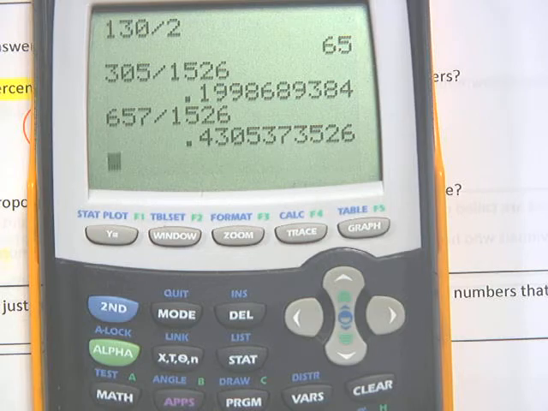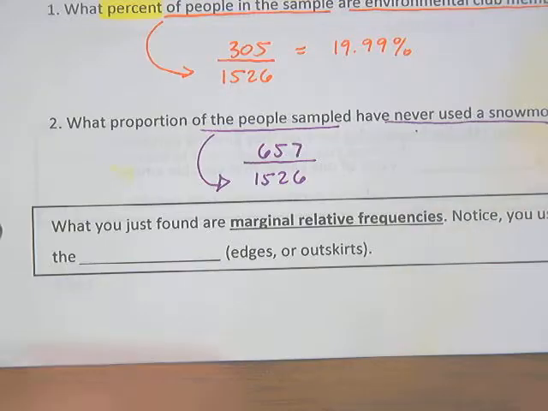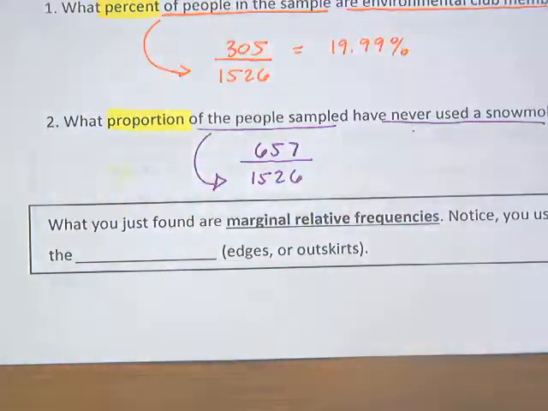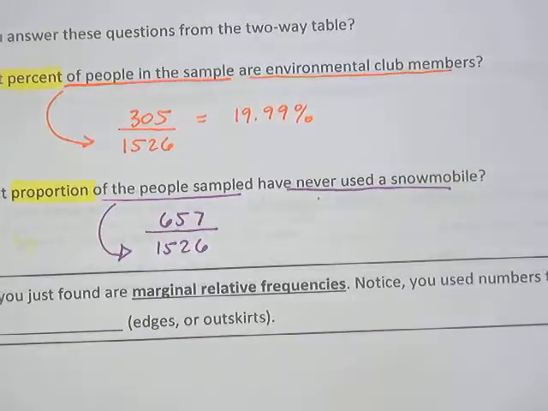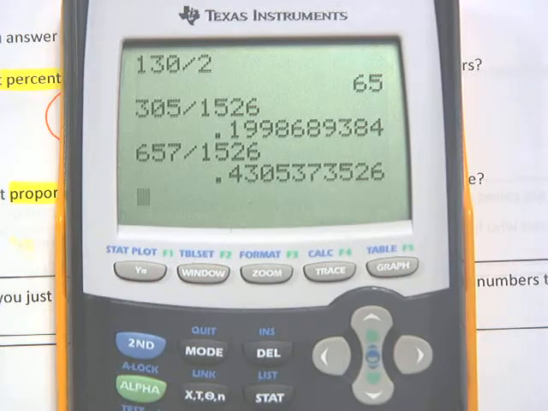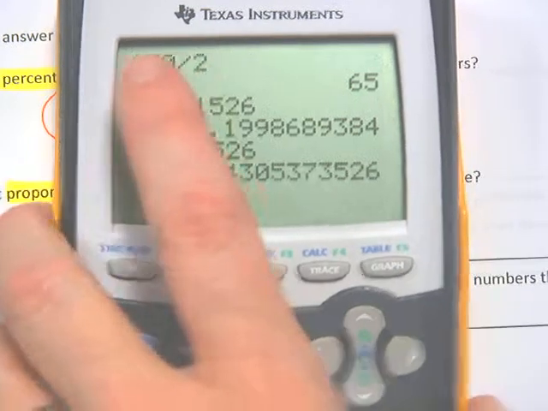Before you bump your decimal over and give me a percent, look back at the question. It asks for a proportion. So the only difference here is, the calculator is going to go ahead and give you the proportion. So just leave it as 0.43.